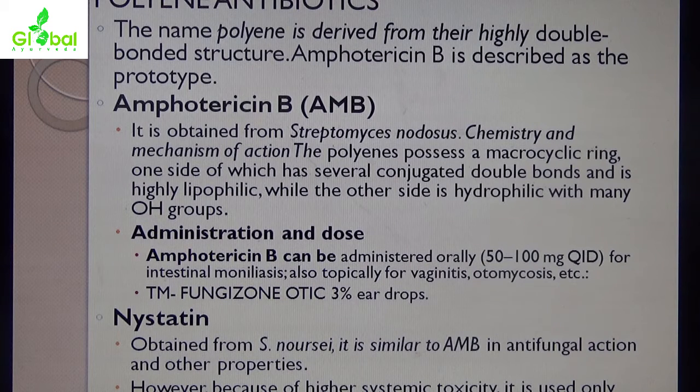It is administered in a dose of 50 to 100 mg QID for intestinal moniliasis, and topically for vaginitis and otomycosis. Then nystatin. Nystatin is obtained from Streptomyces noursei. It is similar to amphotericin in antifungal action. It has higher systemic toxicity and is used locally for superficial candidiasis.